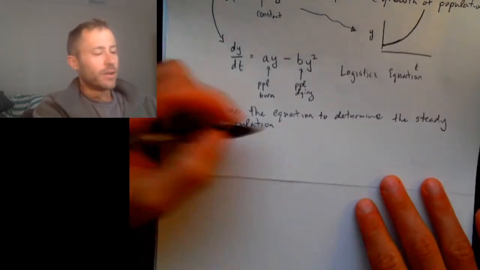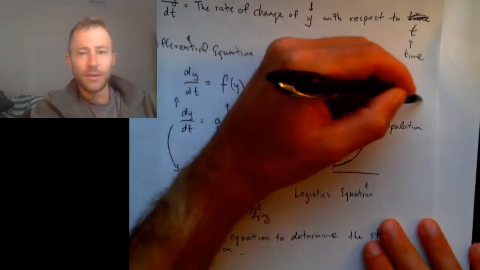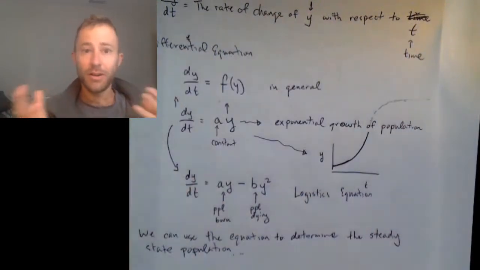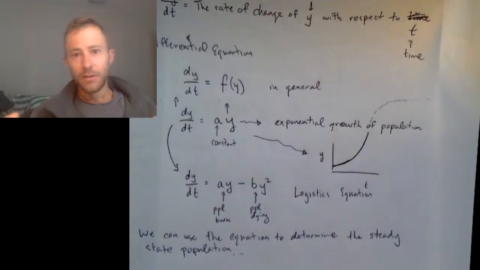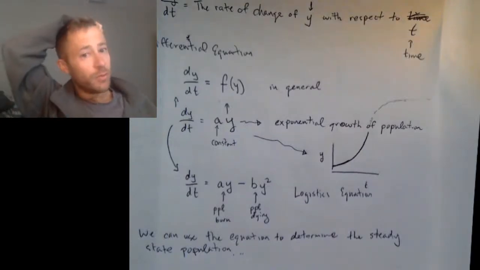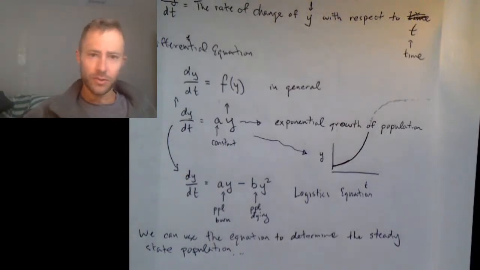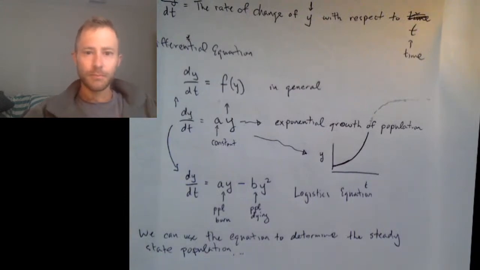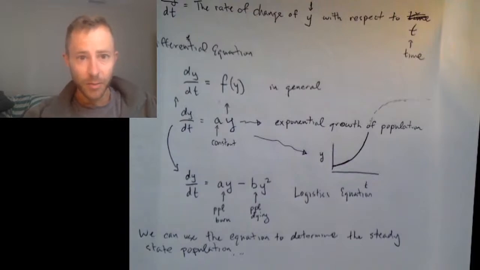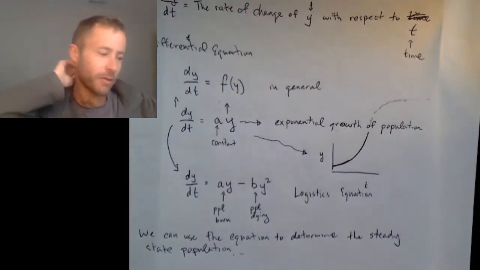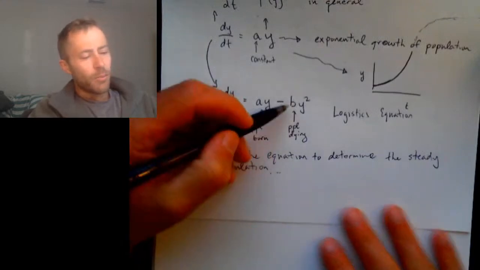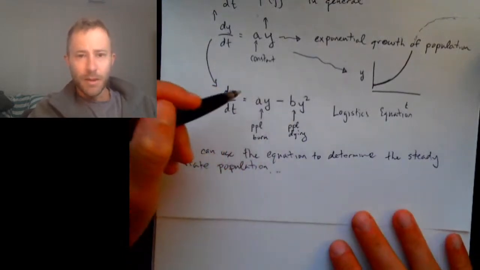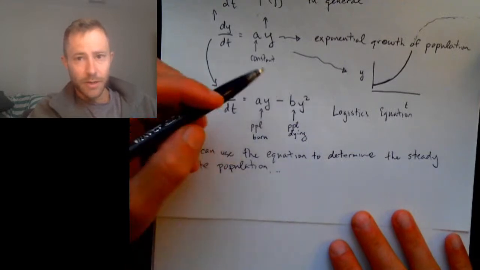Remember how I said that the population is going to level off at some value where the birth rate and the death rate are equal to each other. For example, humanity has not reached that point yet. Our population is still growing, but there are other creatures that have reached their maximum population, or their steady state population. One thing I want to point out is that these constants a and b can change. They're not truly constant.